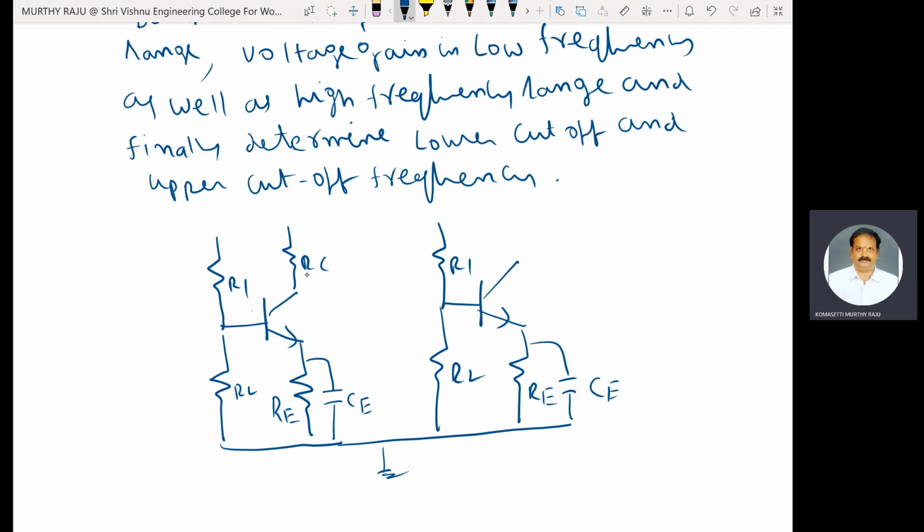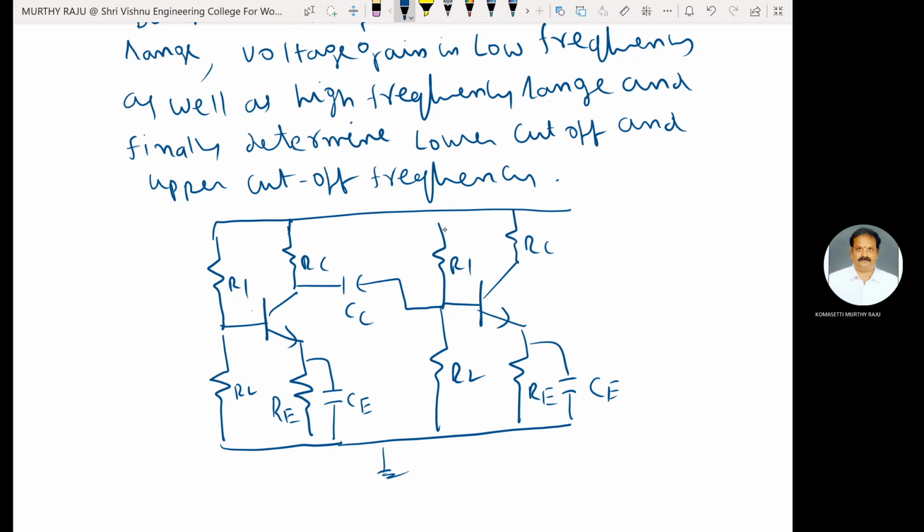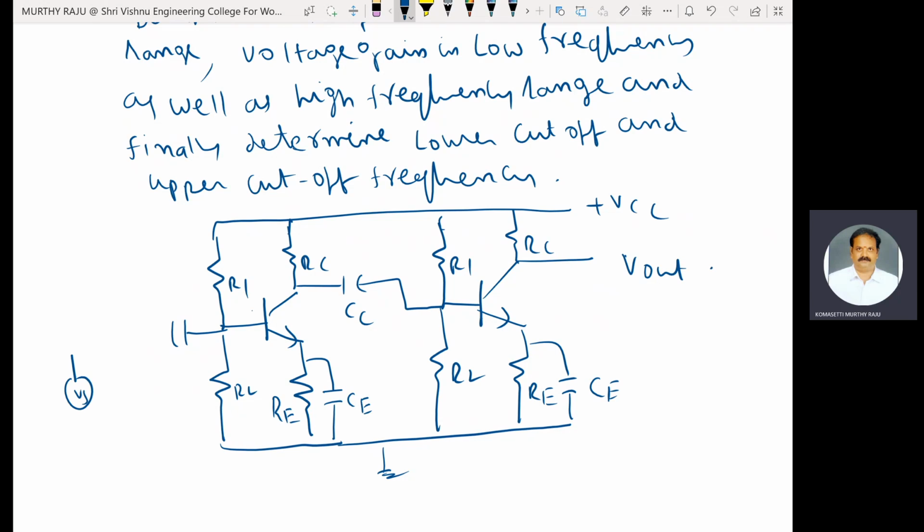A coupling capacitor CC is used to connect stage 1 and stage 2. This one is RC, plus VCC. Output is taken across this one, this is the Vout. The voltage source in series with resistance, which is to be amplified, is connected here. This is the circuit diagram.